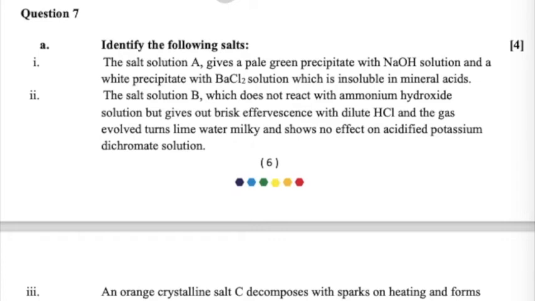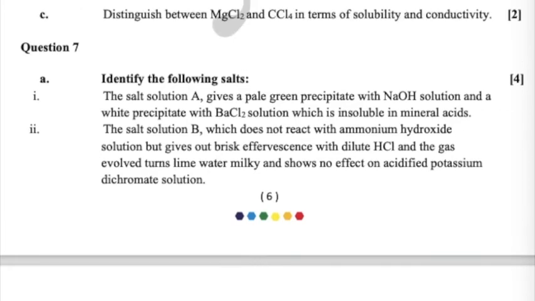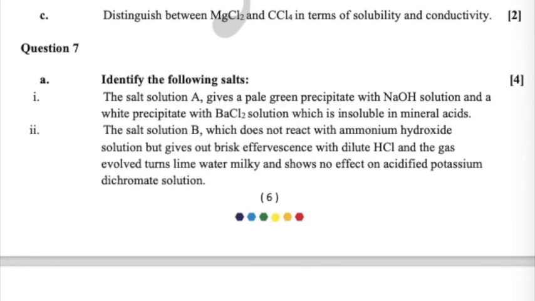Then the second, the salt solution B, which does not react with... Vedant, we're doing question 7. Yeah. There's one more question before that now. MgCl2 and CCl4 differentiate. That's already answered. So MgCl2 is soluble in water and conducts electricity, and CCl4 is not. Go on.